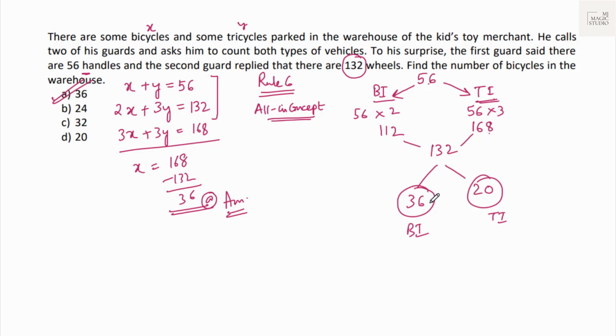If the sum of these two matches with this, then the ratio of these two will match with this. The ratio in which we get these two, we'll divide 56 into it. If we divide this by 4, we'll get 9:5. So actually, the ratio of bicycles and tricycles we have is 9:5. If we divide 56 in the ratio of 9:5, we'll get 36 bicycles and 20 tricycles in one go.